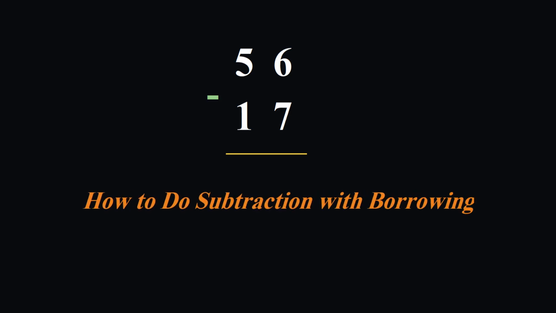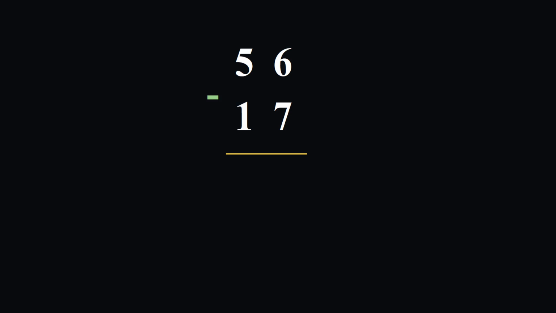In this featured episode, let's solve this subtraction problem. 56 minus 17. The ones column is on the right and the tens column is on the left. We start solving the subtraction problem by subtracting the numbers in the ones column.